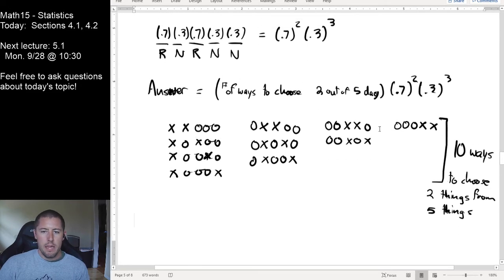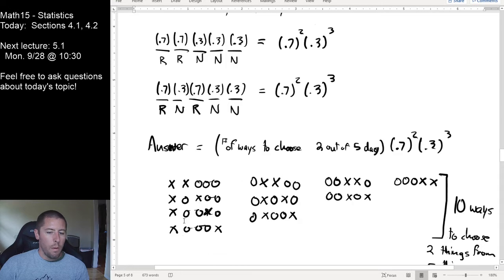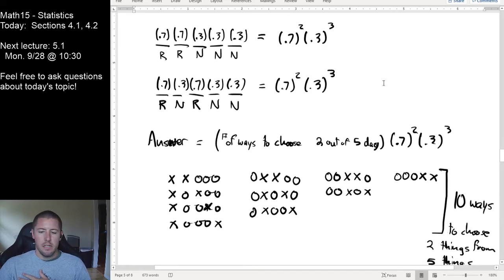So what I think is happening is I'm adding up 10 different ways that this probability could occur, because it could be any of these ways with an or between them. It could be rain was Monday, Tuesday, or Monday, Wednesday, or Monday, Thursday, or Monday, Friday, or. And those ors are saying add up 10 things. But all 10 of the things I'm adding up are the exact same probability computation. So I'm just going to do 10 times this number right here.